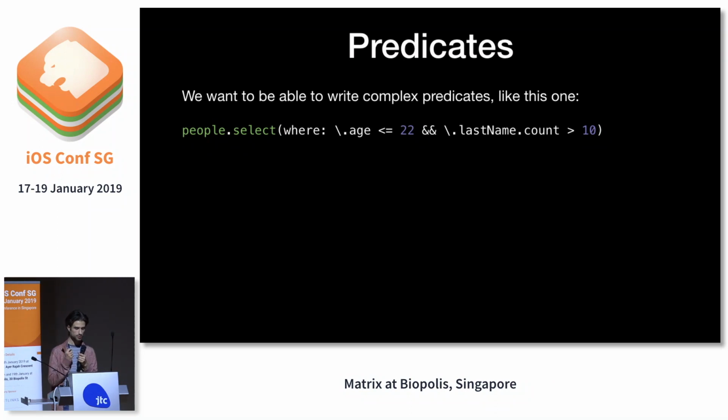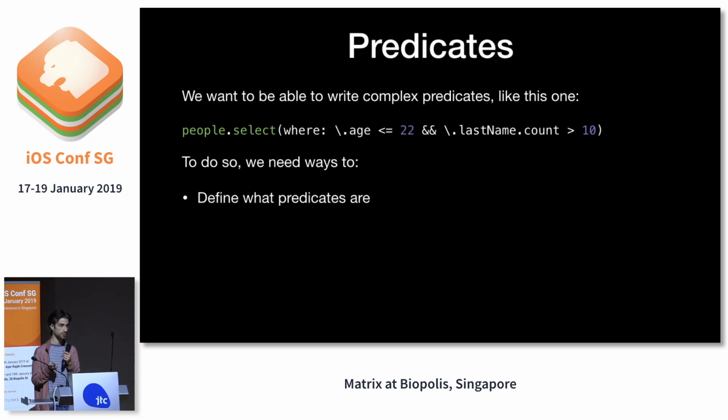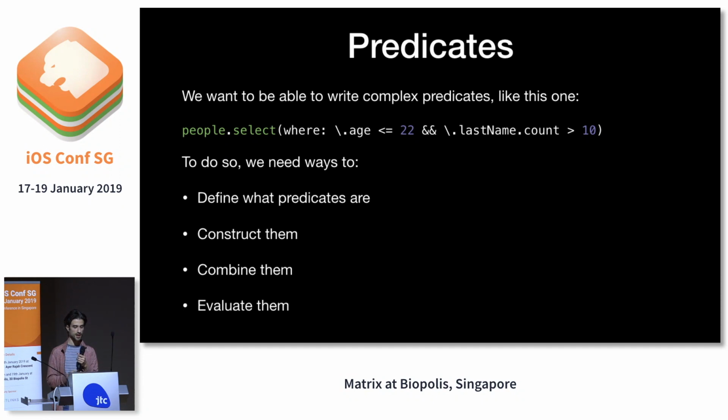So, to show you how you can do this, I'm going to show it to you in a few steps. First, we're going to have to define what a predicate is in Swift. Then I'm going to show you how you can construct them. Then how you can combine them to build complex predicates. And finally, how you can evaluate them to actually make them work with your data.